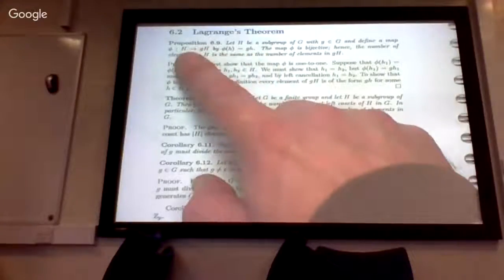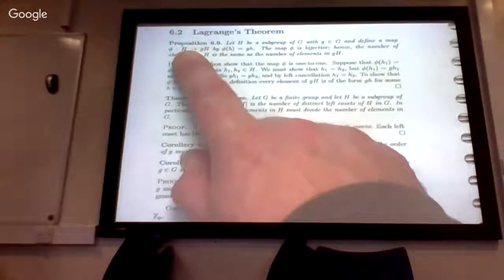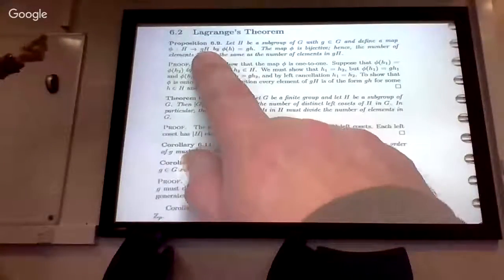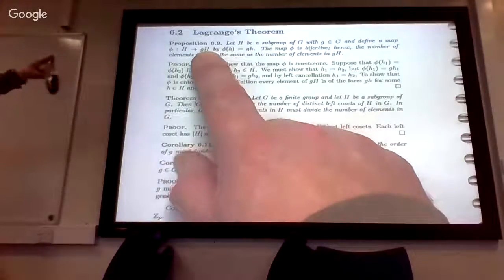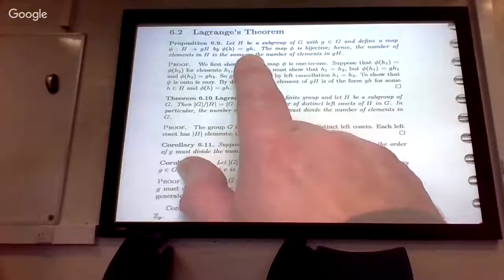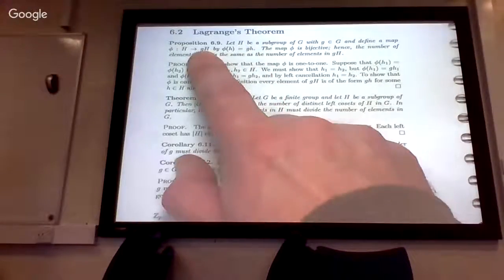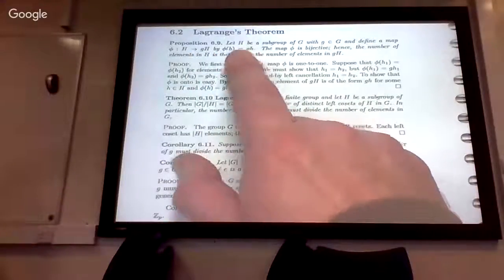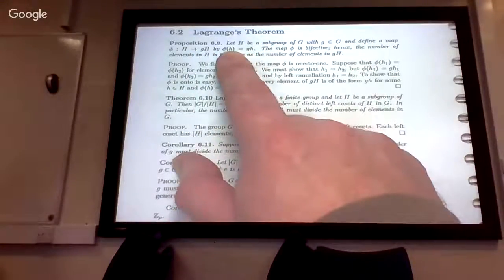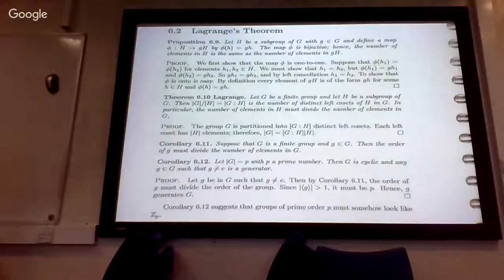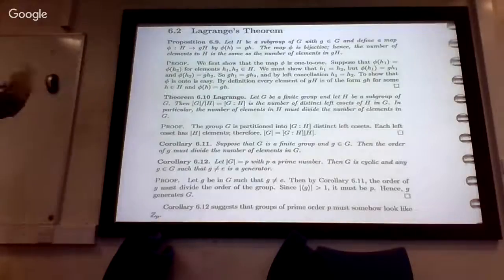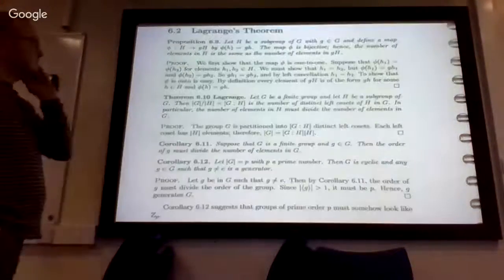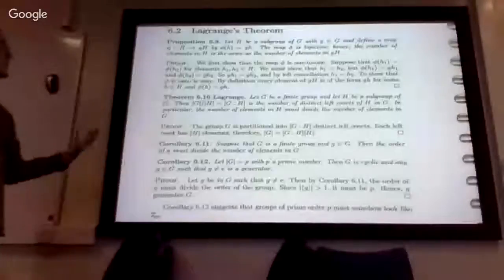How else do you take an element little h from H and associate to it a meaningful element in the left coset? There was really only one choice, g times h. That's certainly an element of the coset, and it's the most natural one to associate to little h. The most natural, obvious map. So the proposition, the thing you have to prove, is that this is a bijection. So we show it's one-to-one and onto.